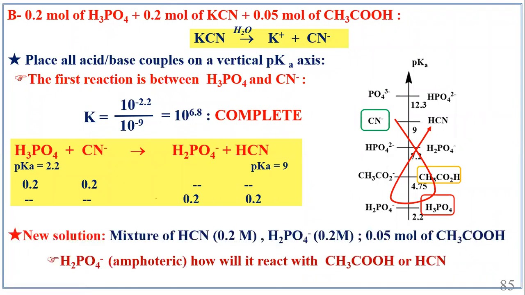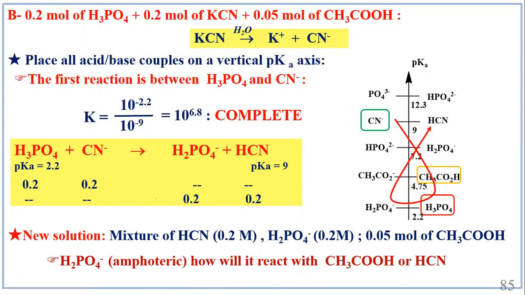First thing, you're going to ask yourself, so how is my H2PO4 going to react? What can it do? This is an acid, HCN is an acid, and acetic acid is an acid. What about H2PO4-? Well, it can be an acid, but it can also be a base. It's amphoteric, right? So how will it react with these two acids?